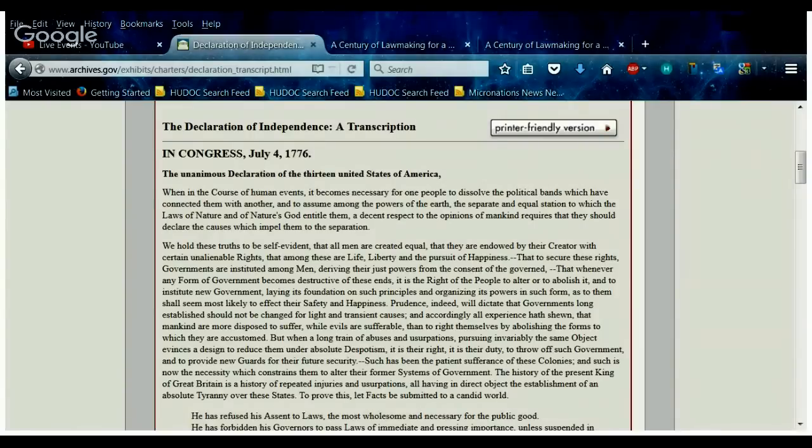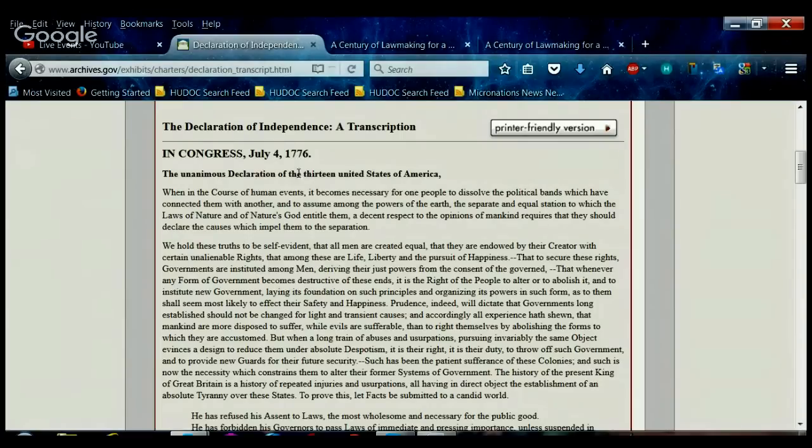So let's start with the Declaration of Independence, and we have here In Congress, July 4th, 1776, and we have the unanimous declaration of the 13 United States of America. Now, right here on the 13 United States of America, you have this entity right here, the 13 United States of America. When you have that lowercase u there and the uppercase S of all lowercase and A, that is an entity, especially if you start it with the word the.